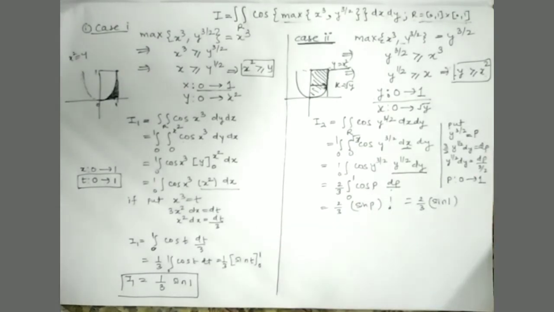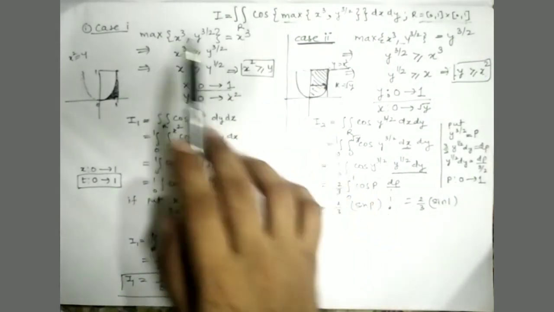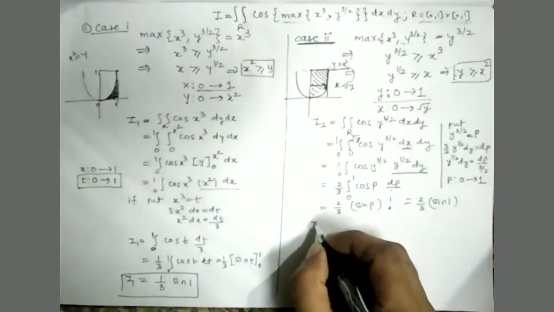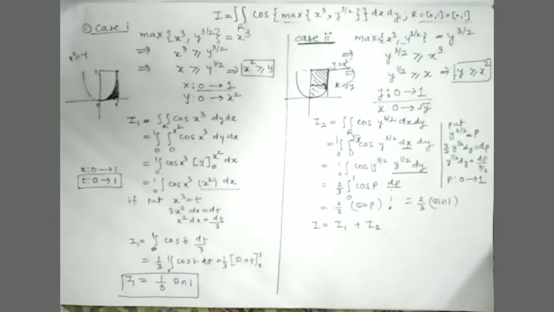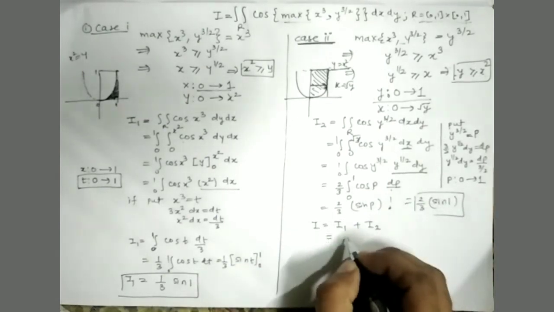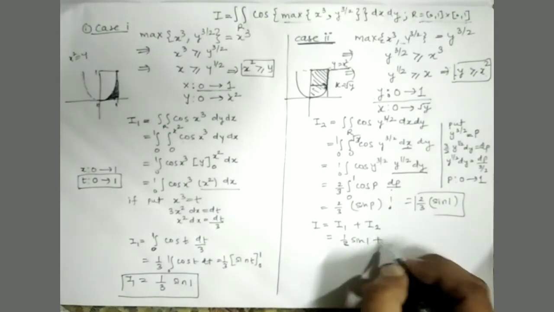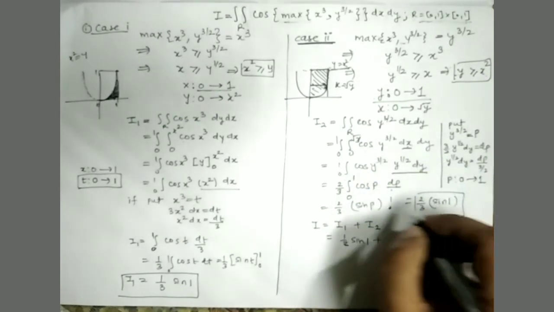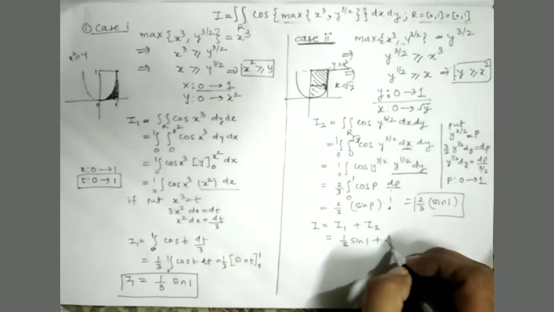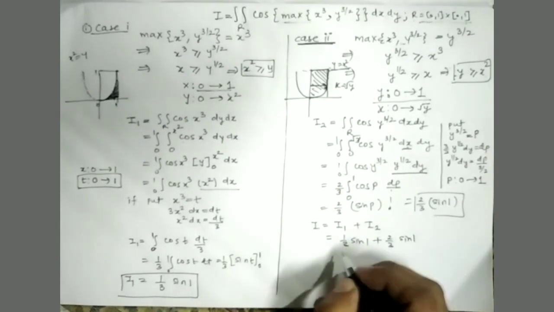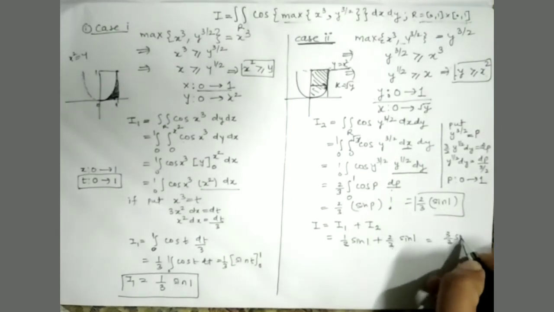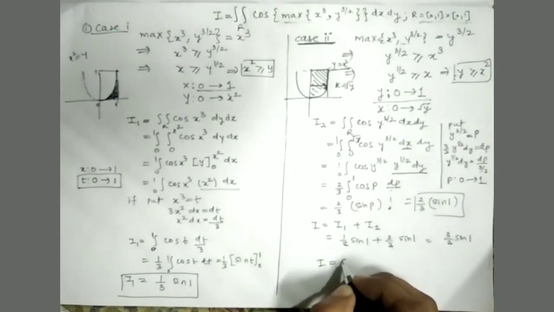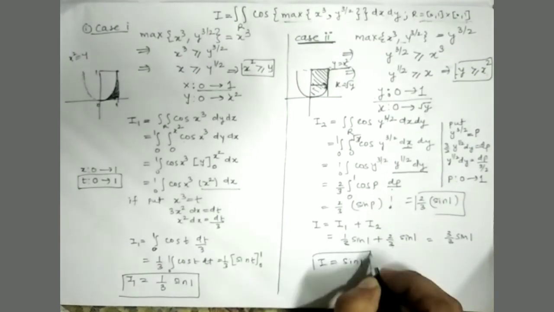So we have evaluated the integrals for both cases. Our ultimate answer is the sum of both integrals, I1 and I2. I1 was 1 by 3 sin 1, and I2, which we just evaluated, was 2 by 3 sin 1. So 1 by 3 sin 1 plus 2 by 3 sin 1 is 3 by 3 sin 1. That means our integral I will be sin 1.